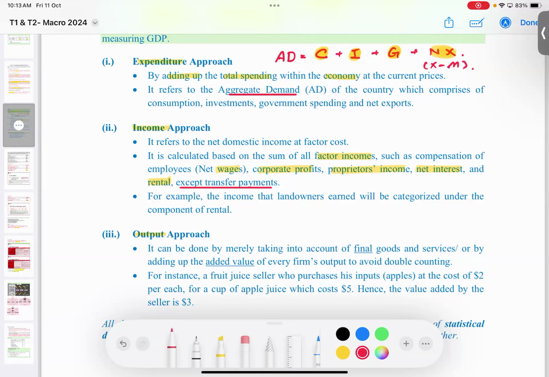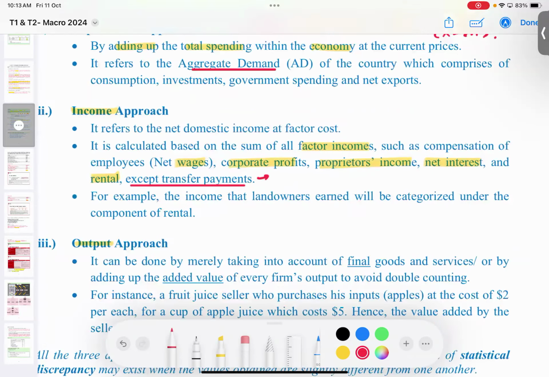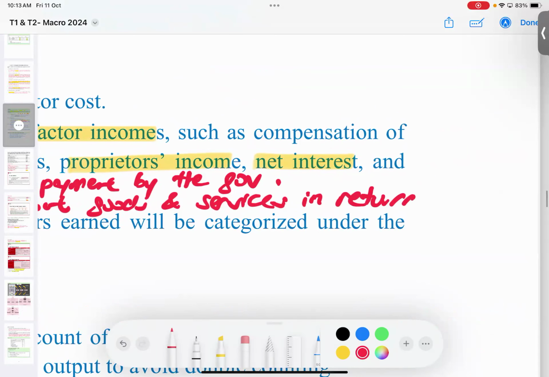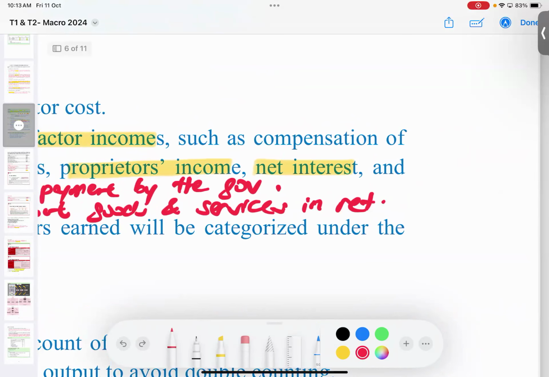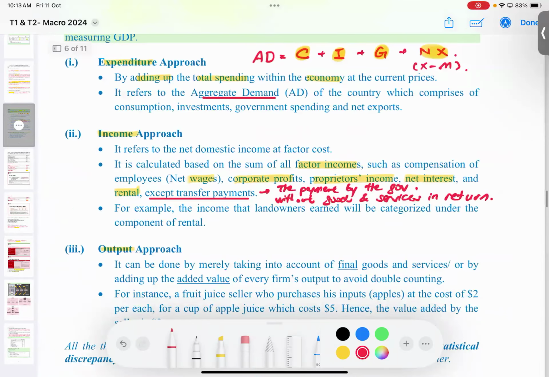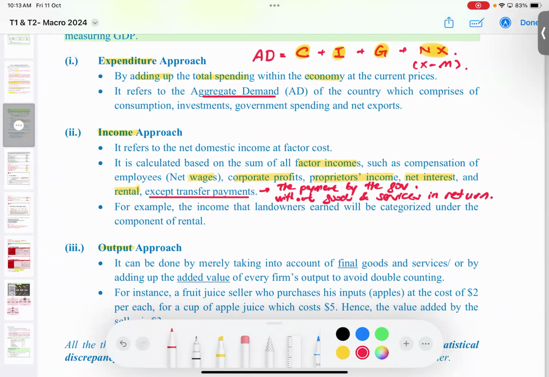No point. So transfer payments here, you can remember as the payment by the government without goods and services in return. So transfer payment means the payment by the government, like the financial assistance by the government, without any goods and services in return. So we do not include that.